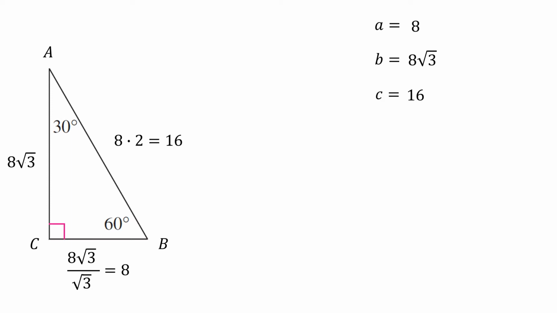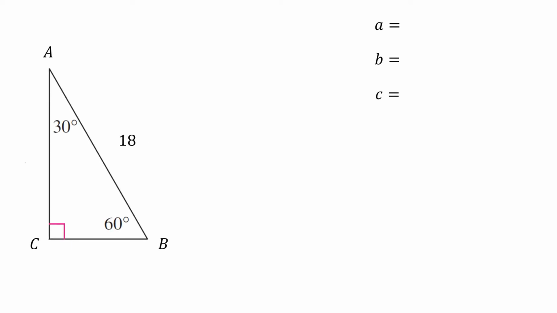Well, there's one more side we've not started with, so we better start with the hypotenuse, right? We've not started there yet. So that is side C. How do I find the shorter leg? Divide by 2. 18 divided by 2 is 9. So side A is 9.